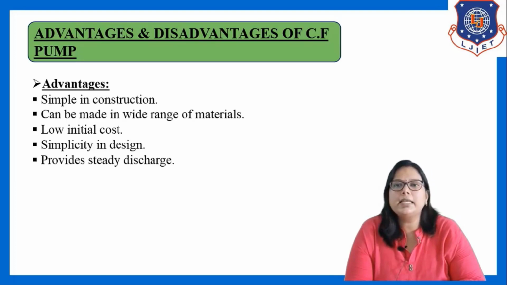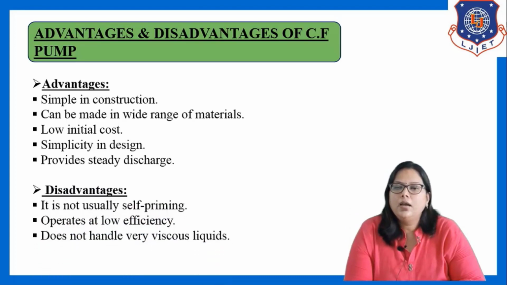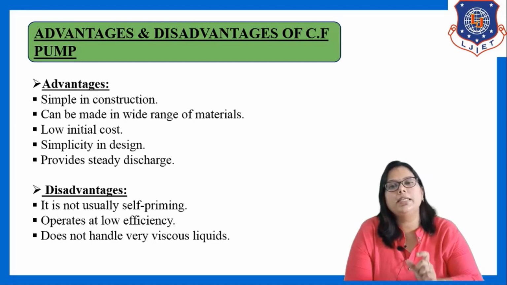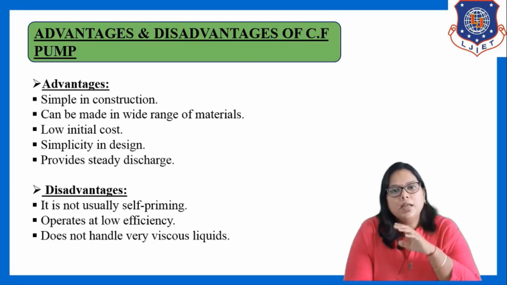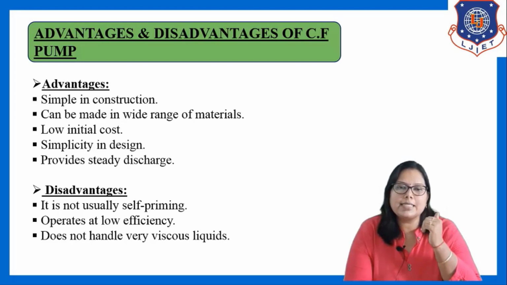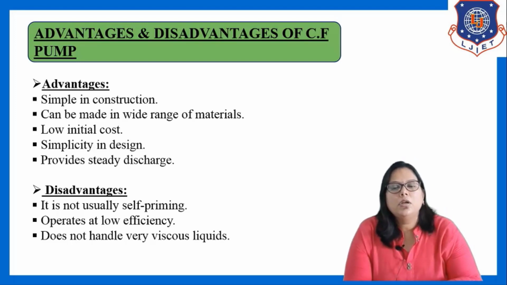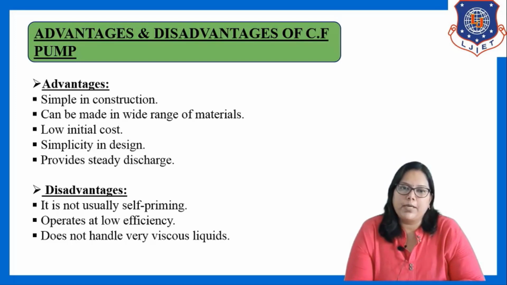Now let us discuss the disadvantages. The first disadvantage of using a centrifugal pump is that it is usually not self-priming. Now what is this priming? We will see that in detail in our next lecture. So it is usually not self-priming. The next disadvantage is that it operates at low efficiency.